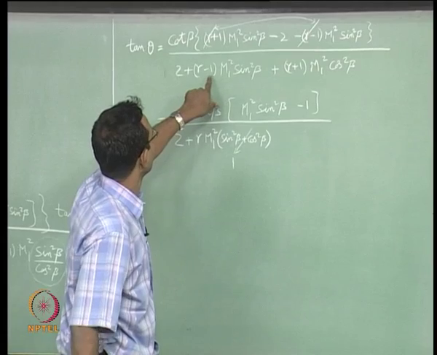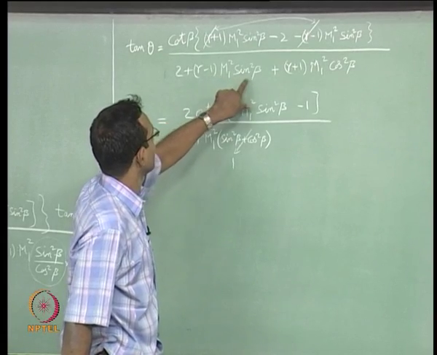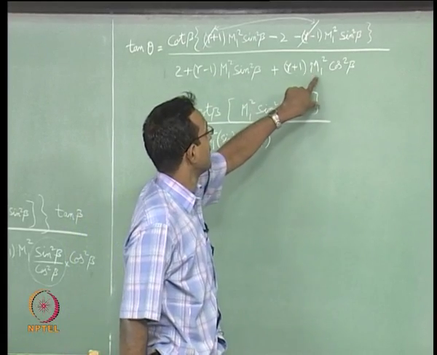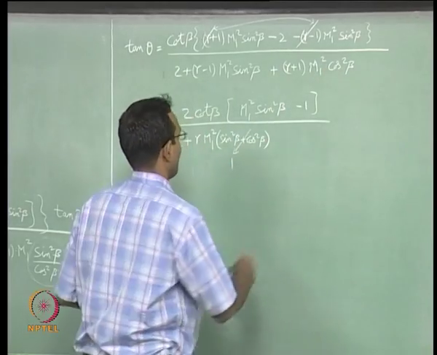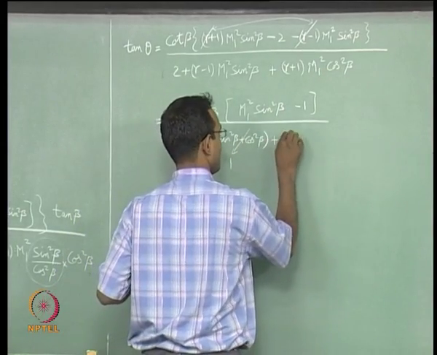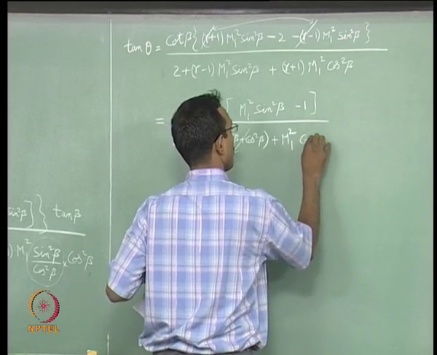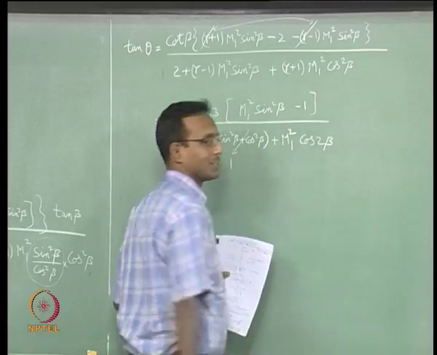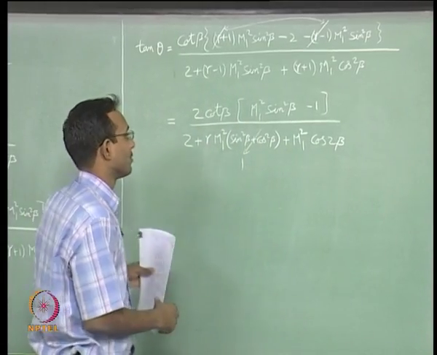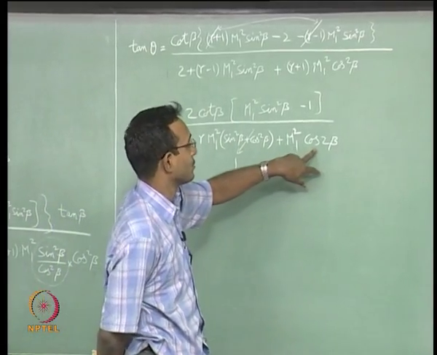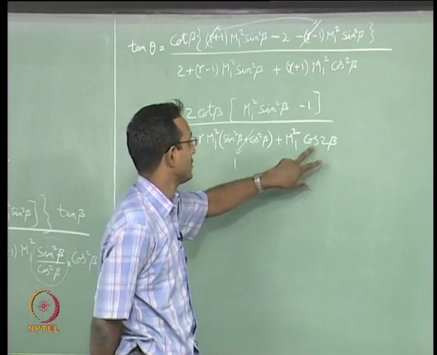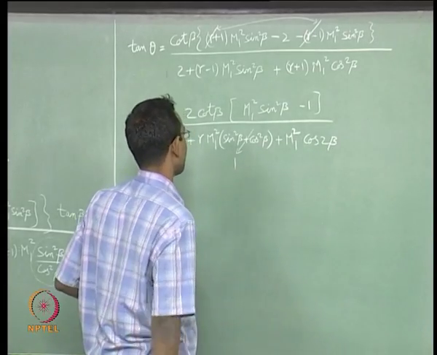Remaining terms are minus m1 square sin square beta plus m1 square cos square beta. I will write it as plus m1 square cos 2 beta. Hopefully, you remember this formula from trigonometry. It will become cos 2 beta. Cos 2 beta is equal to cos square beta minus sin square beta. So, I will get to that form from here.